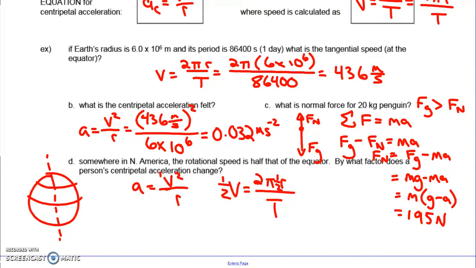And then I have half times my velocity, but the way I had to get that was cutting my radius in half as well. So I have a half squared over a half, so that works out to be 1/2 times the acceleration. Half squared is a quarter over a half is a half. So 1/2 my acceleration.